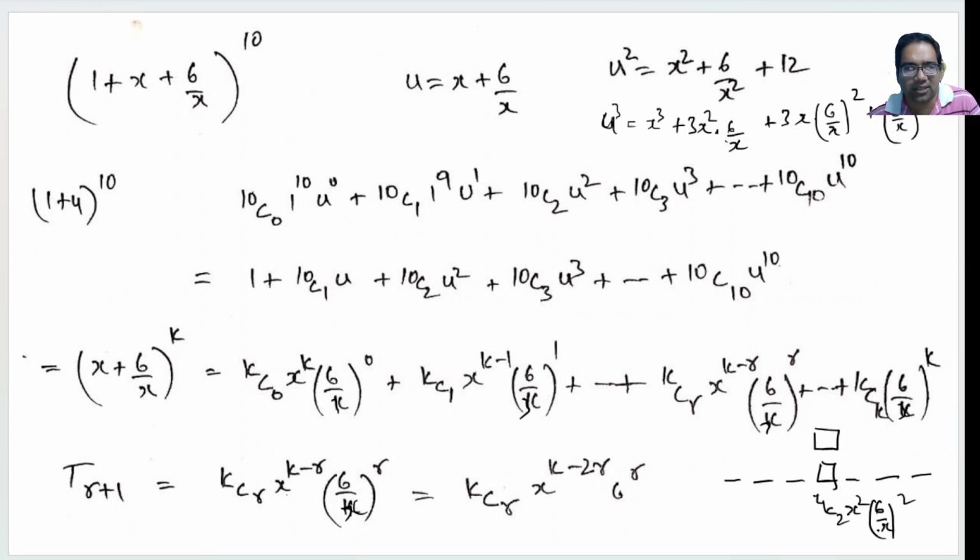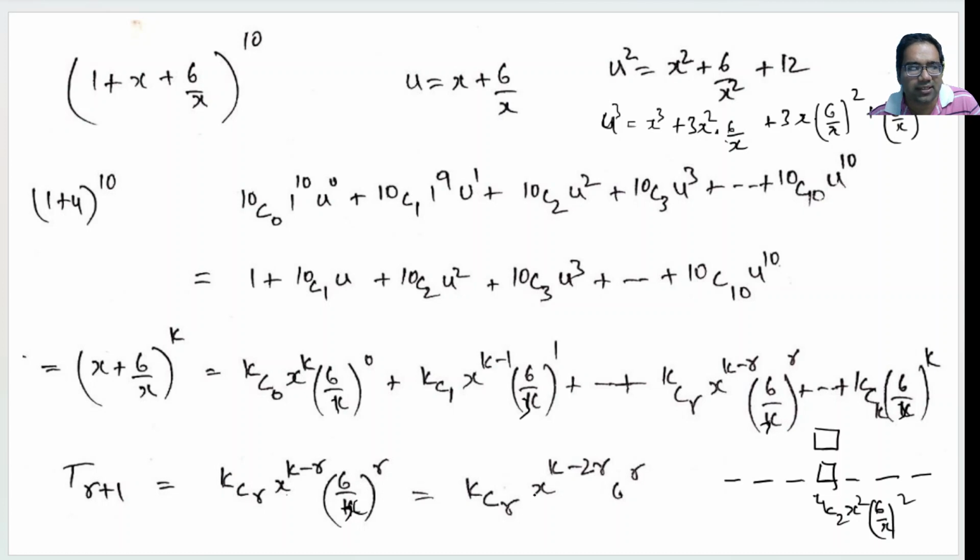That x cube and 6 by x cube, they both will cancel. So now here, if you take this one, r plus 1, then what do we get? KCR, x power k minus r, 6 by x whole power r. Then what is 6 power r by x power r? That is x power minus r.